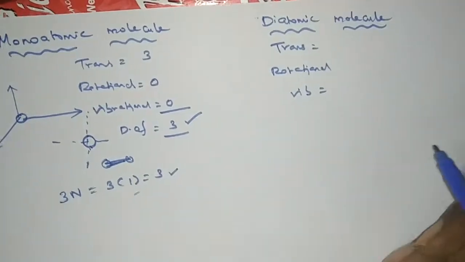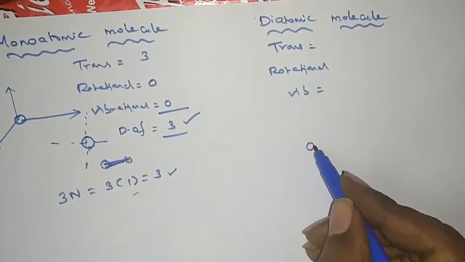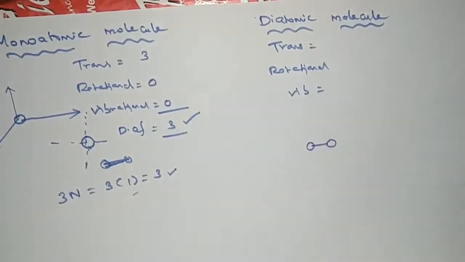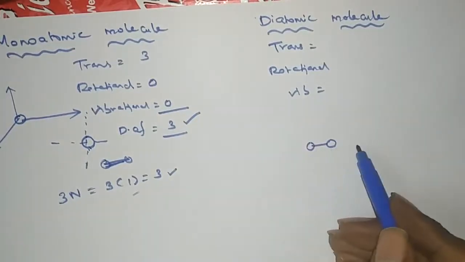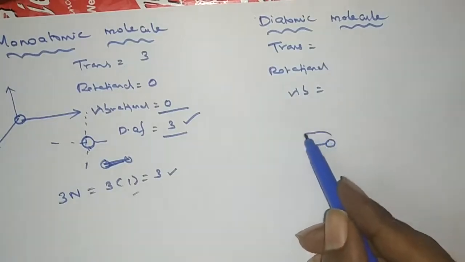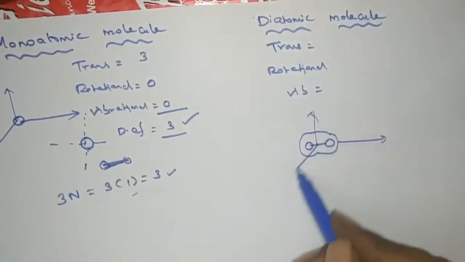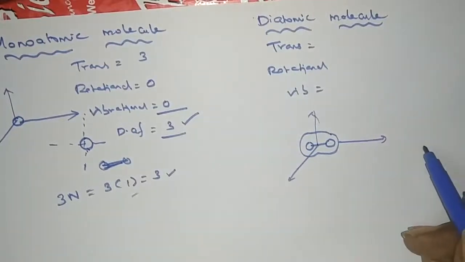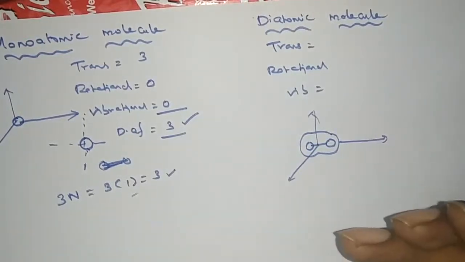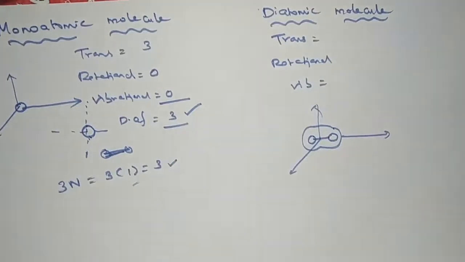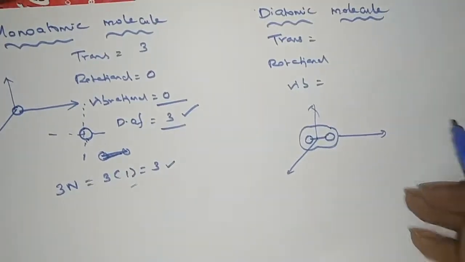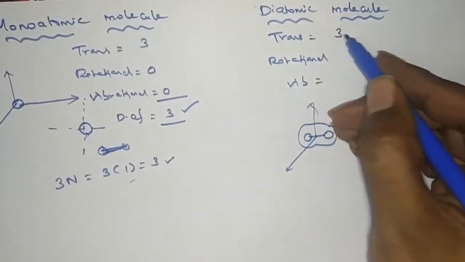Now the diatomic molecule: how many translational, how many rotational, and how many vibrational? For the diatomic molecule, the molecule as a whole can move along the x-axis, the y-axis, and the z-axis. The molecule as a whole moves from one point in space to another point in space. Therefore it has 3 translational degrees of freedom.